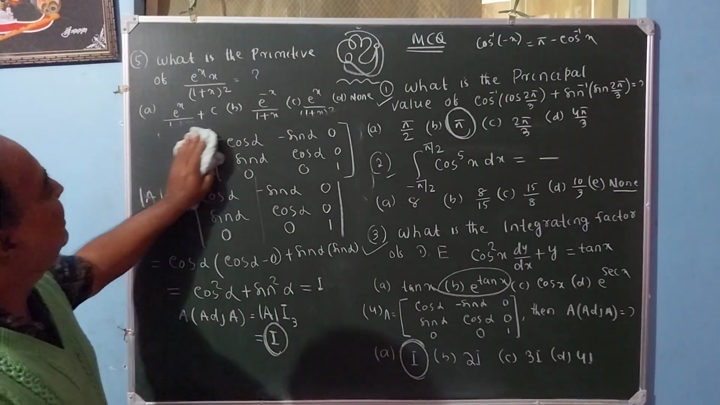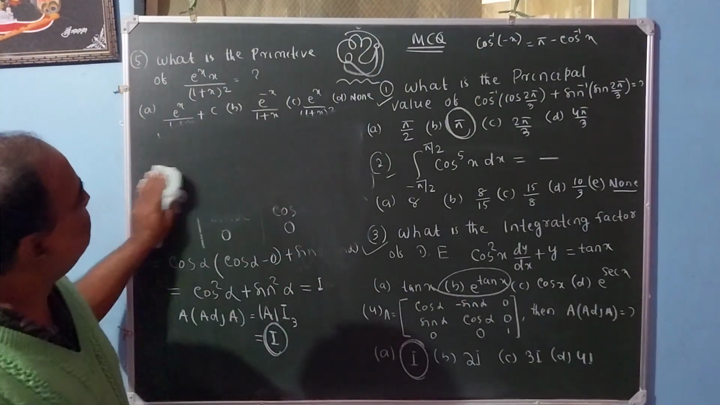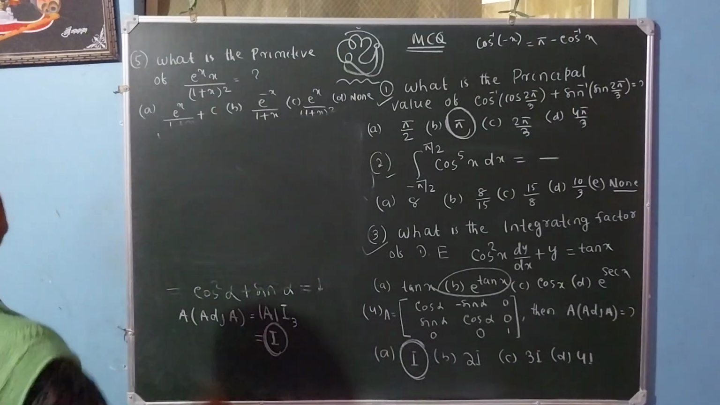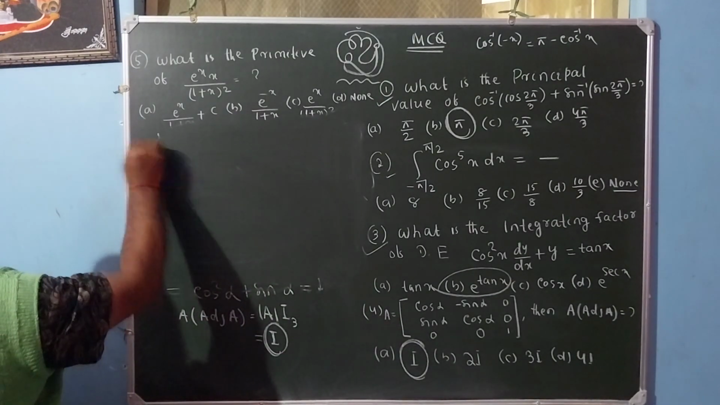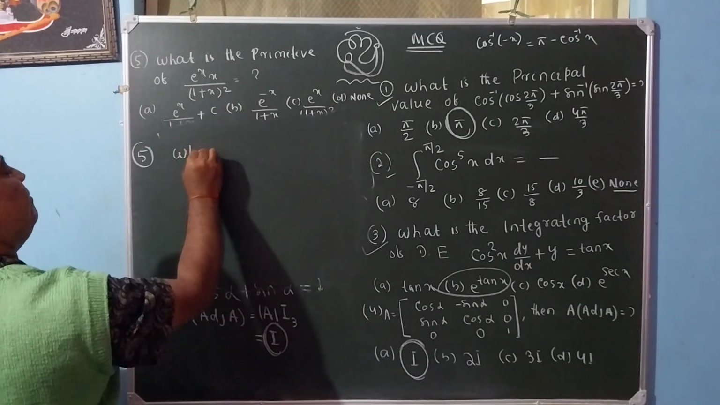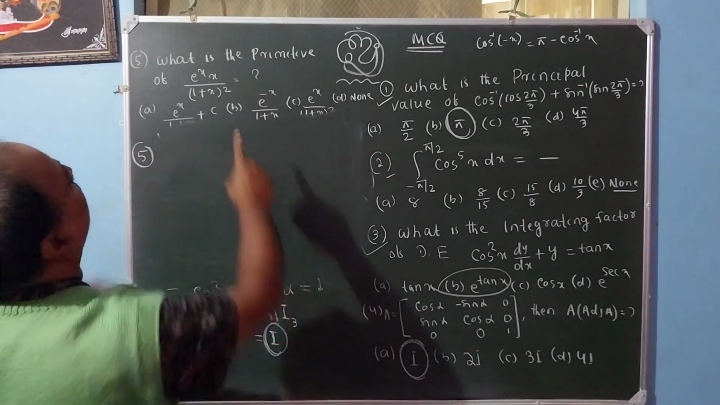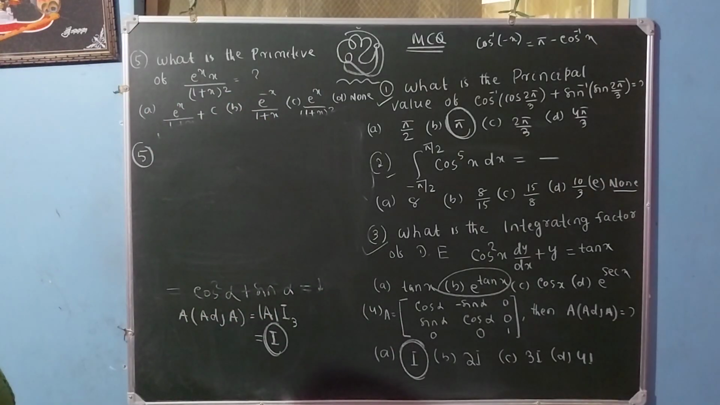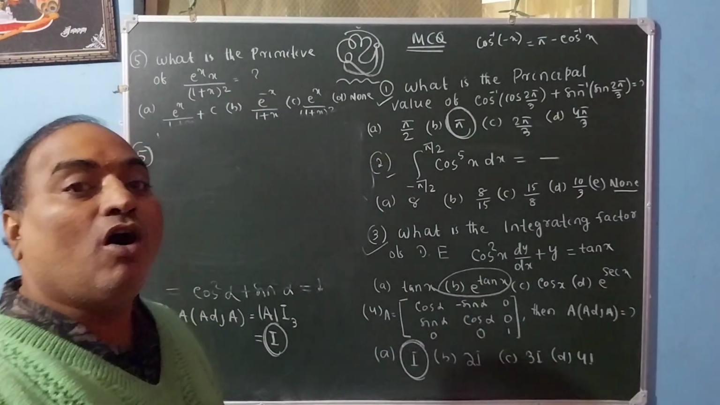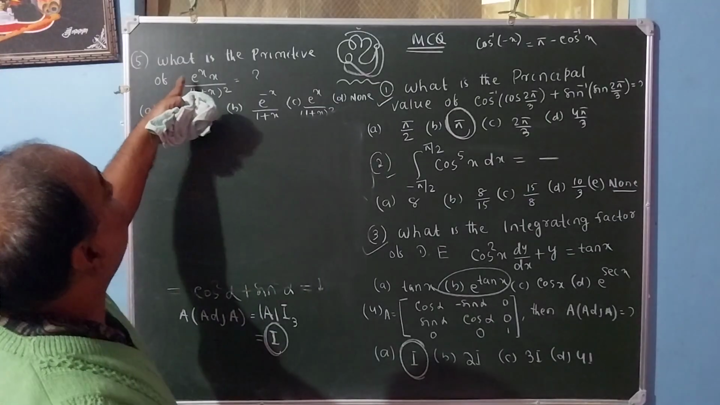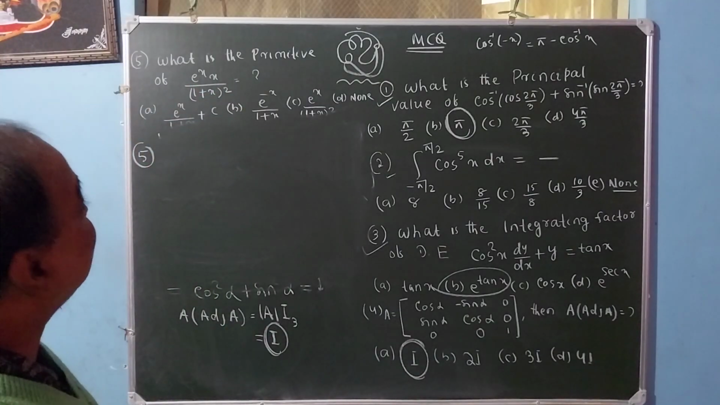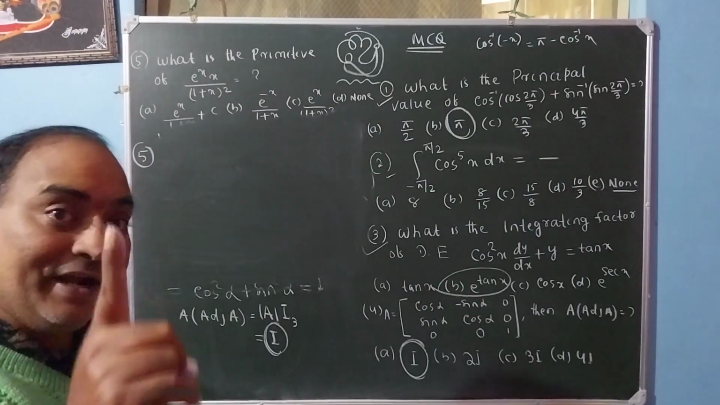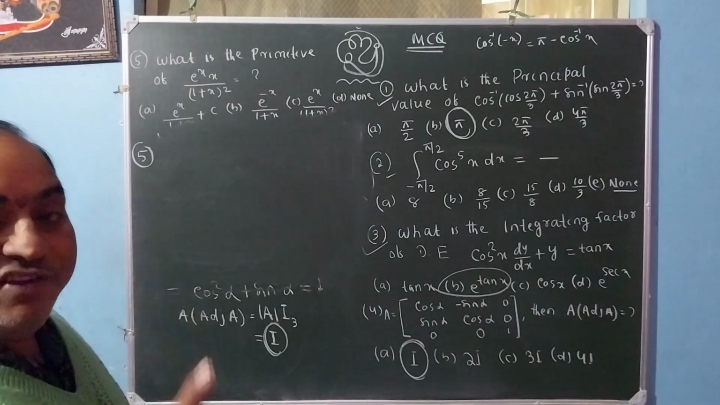Now let us take another question. Question number 5 of today's class. So write down question number 5. What is the primitive of e to the power x into x divided by 1 plus x square? Primitive means antiderivative or integration. So what is the integral value of e to the power x into x divided by 1 plus x square?